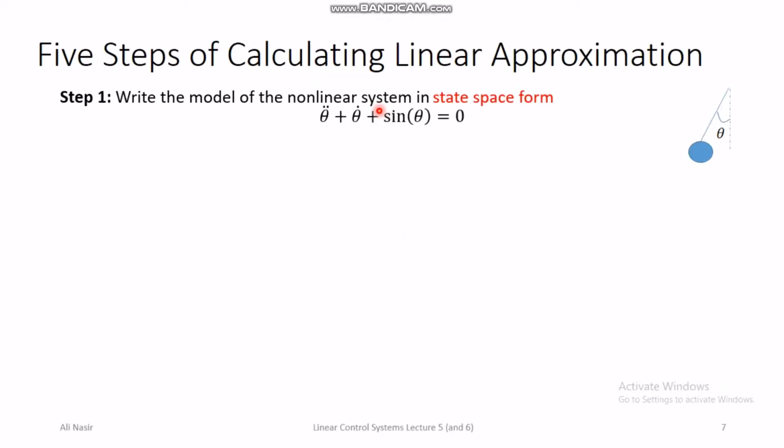For example, if this is theta double dot plus theta dot plus sine theta equal to 0, define x1 state variable to be equal to theta and x2 state variable to be equal to theta dot, and then this implies x1 dot equal x2 and x2 dot equal to minus x2 minus sine of x1. You already know how to convert a differential equation into state space, so I don't have to spend more time here.